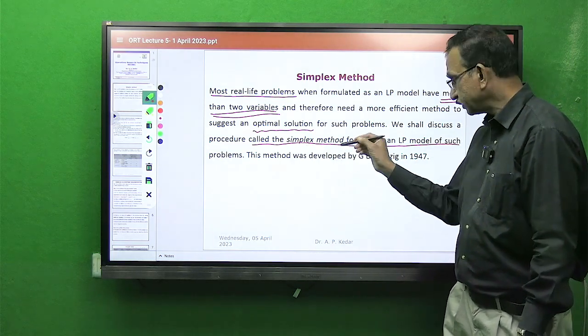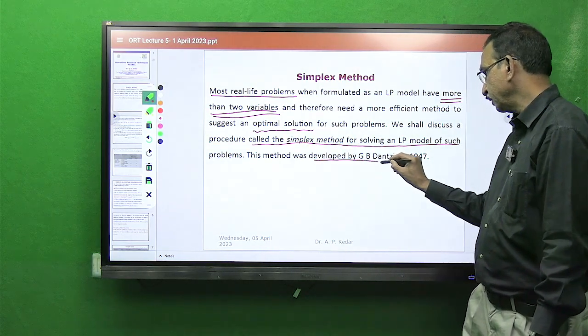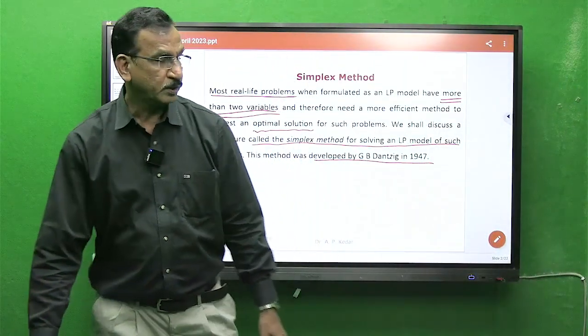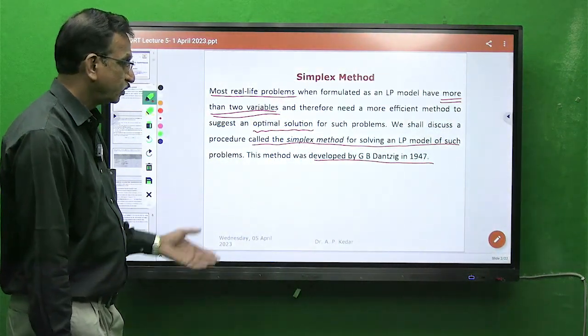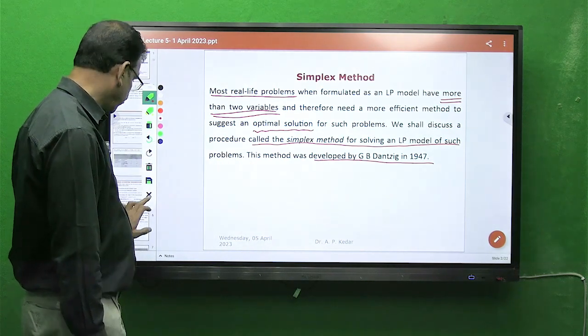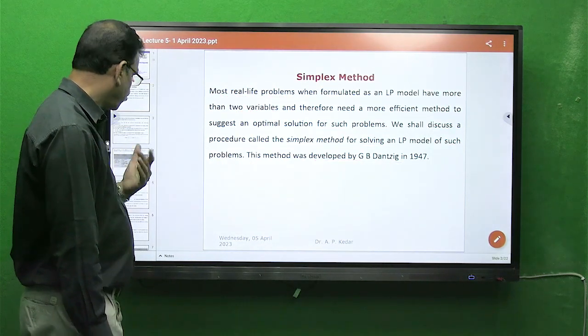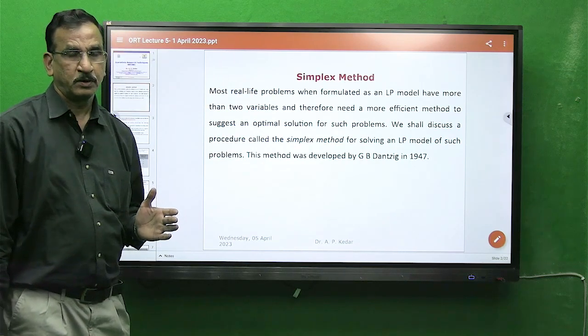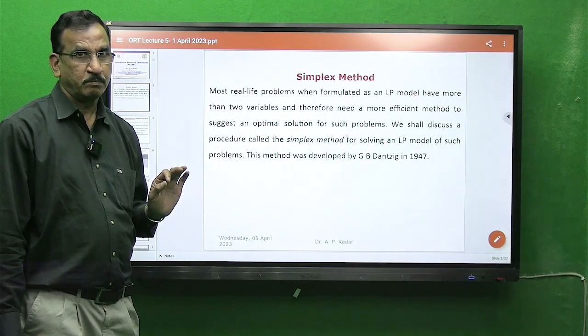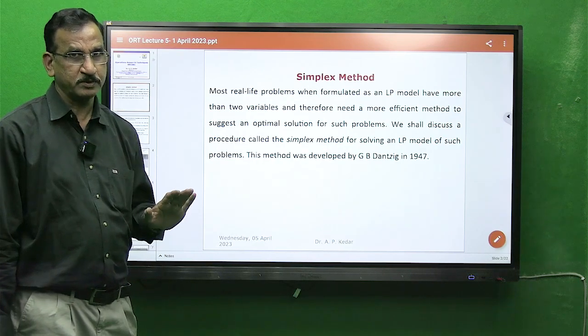This method, as already explained, was developed by Dantzig in 1947. So now we will go into the details of this particular method. For your reference, I have given the various steps in detail. Before that I want to explain something more.